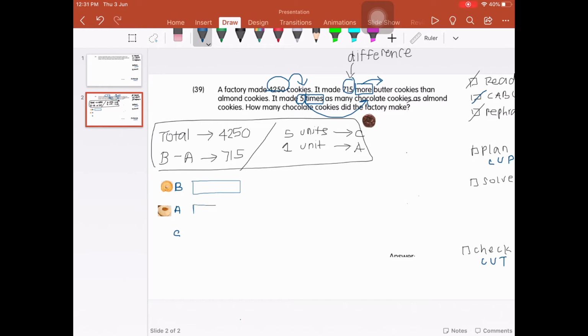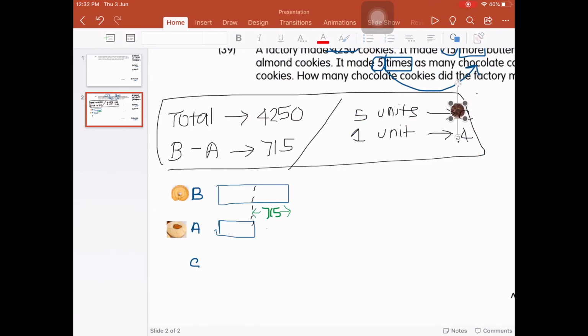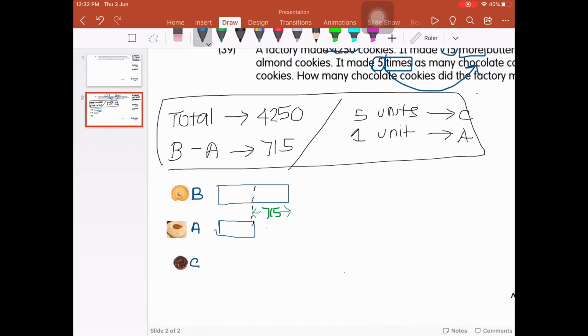Shorter model. And what's the difference? The difference is 715. So let's find out where's the difference. The difference of the butter and almond cookie is 715. This is the difference between the butter cookie and almond cookie. The chocolate cookies has 5 units. So we are going to draw 5 units for chocolate cookies and 1 unit for almond cookies.